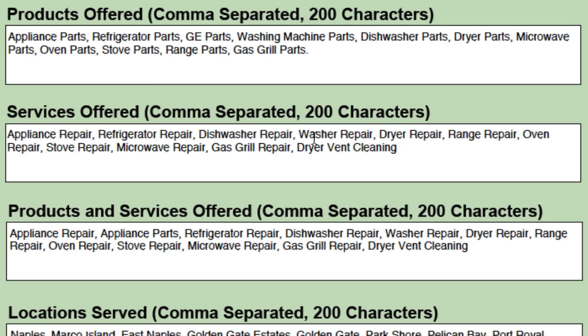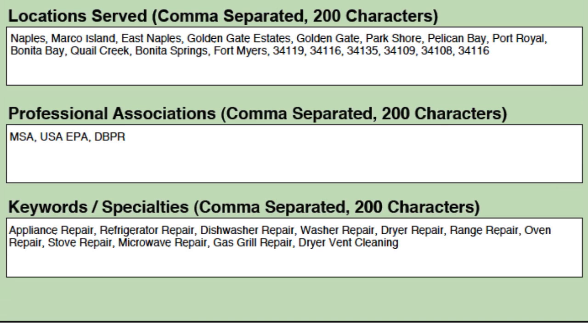I want that full keyword phrase right there all the way in order. Then we have products and services offered, and I'll go ahead and mix it up. Some products and some services up to 200 characters, again, comma separated. All right, now let's look at this.